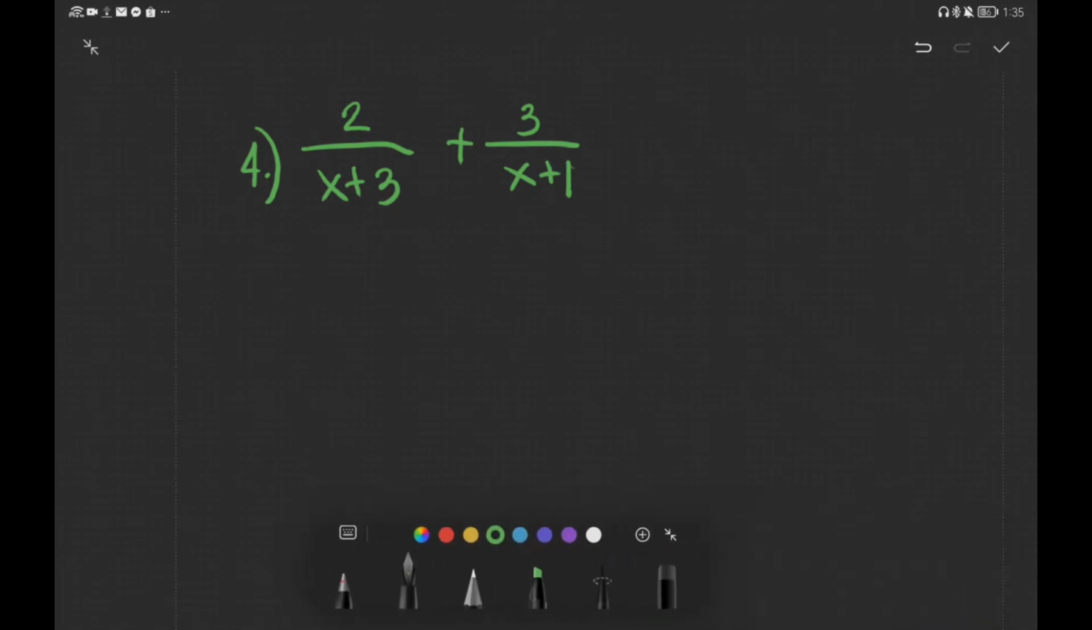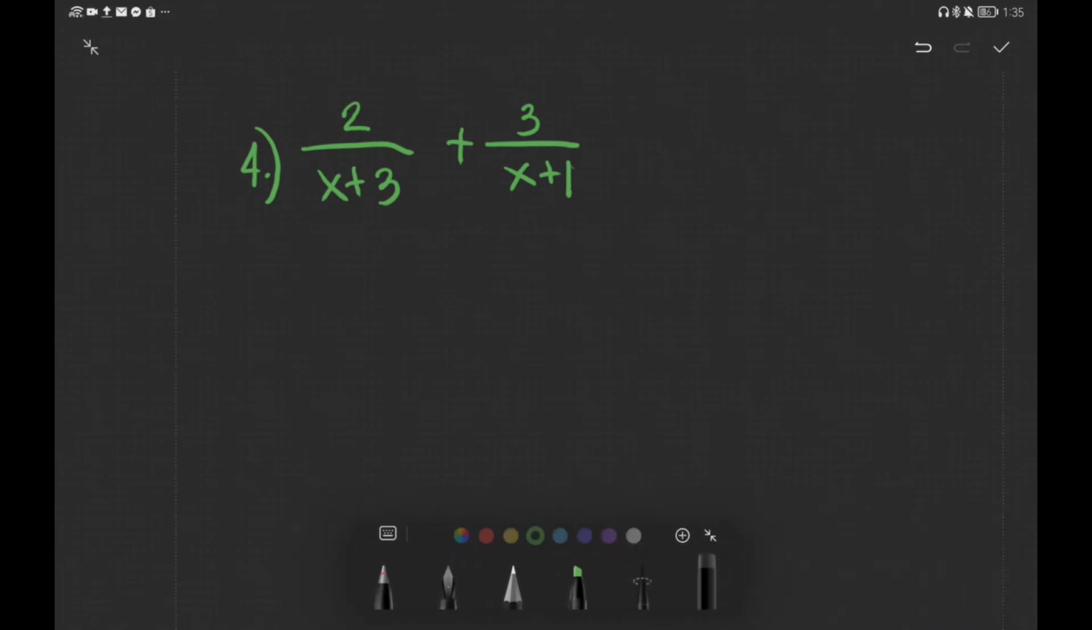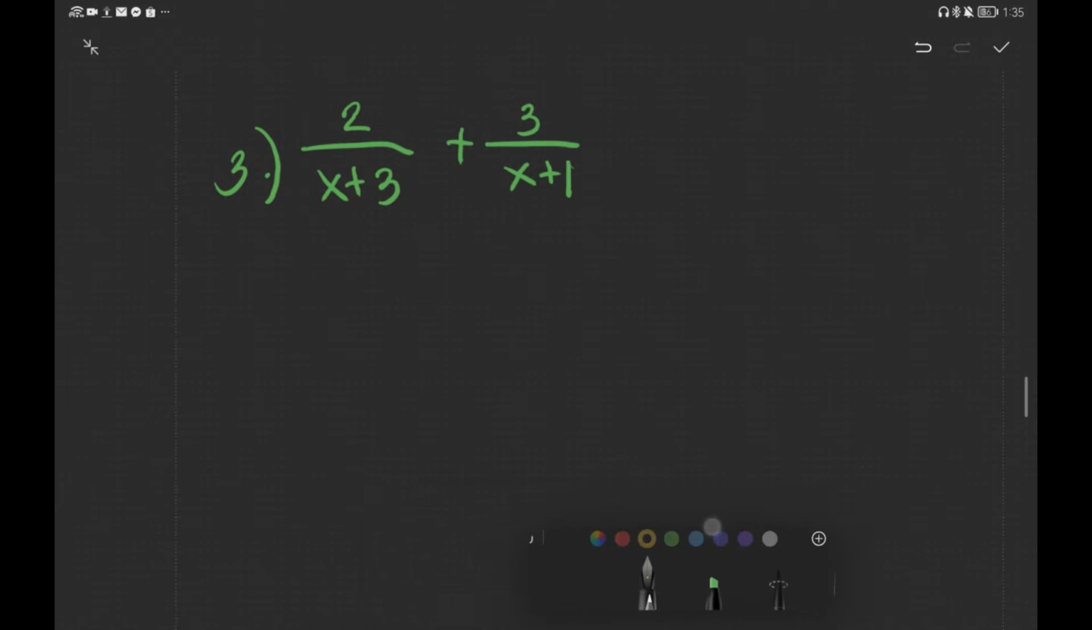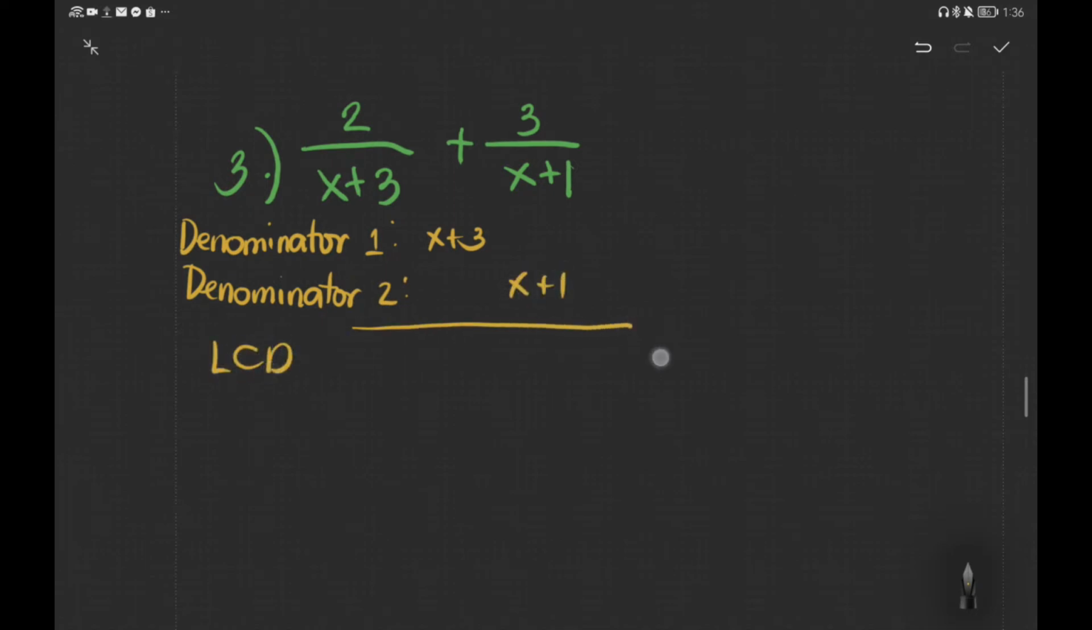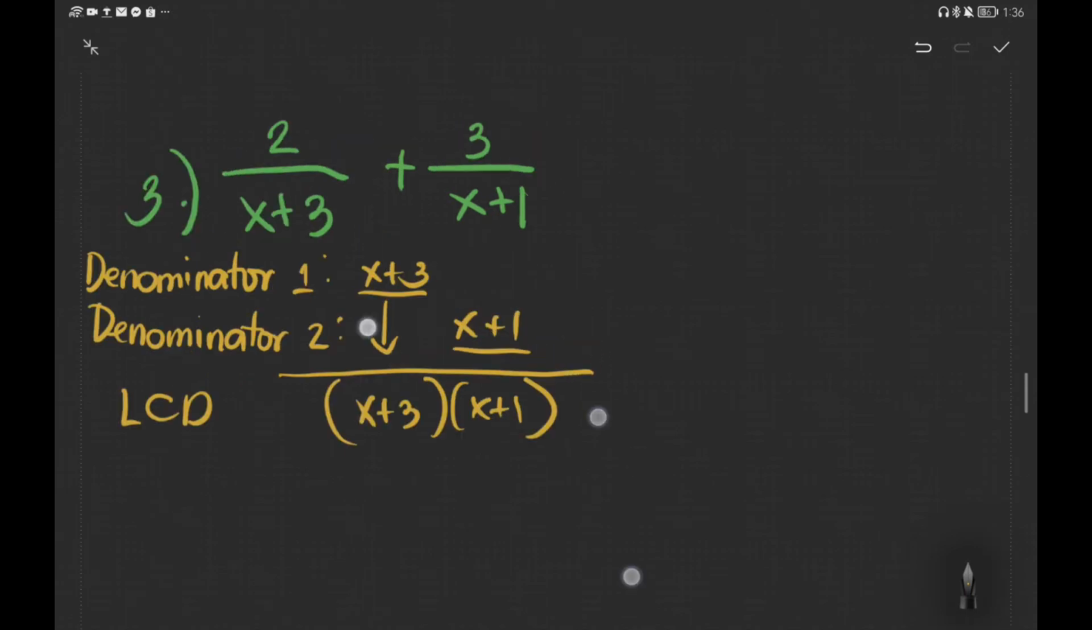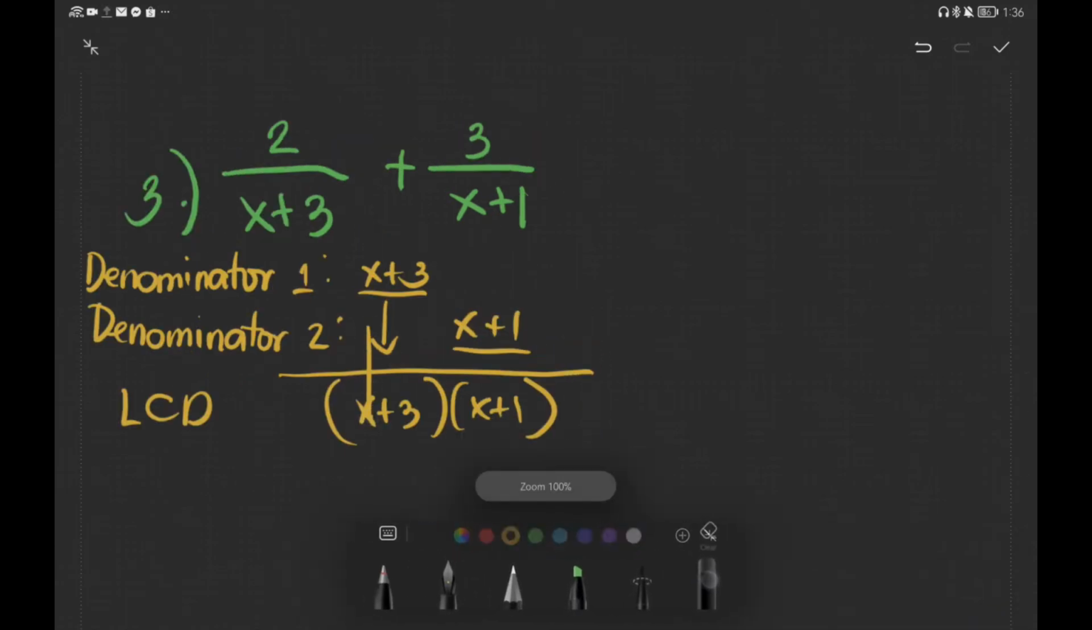Okay, now let's have example number 3. This is example number 3. Now, again, before we start, let us first identify the denominator. The denominator 1 is x plus 3. Denominator 2 is x plus 1. Now, the LCD, they are not the same binomial. So, copy, that is x plus 3 times x plus 1. Okay, so this is our LCD.